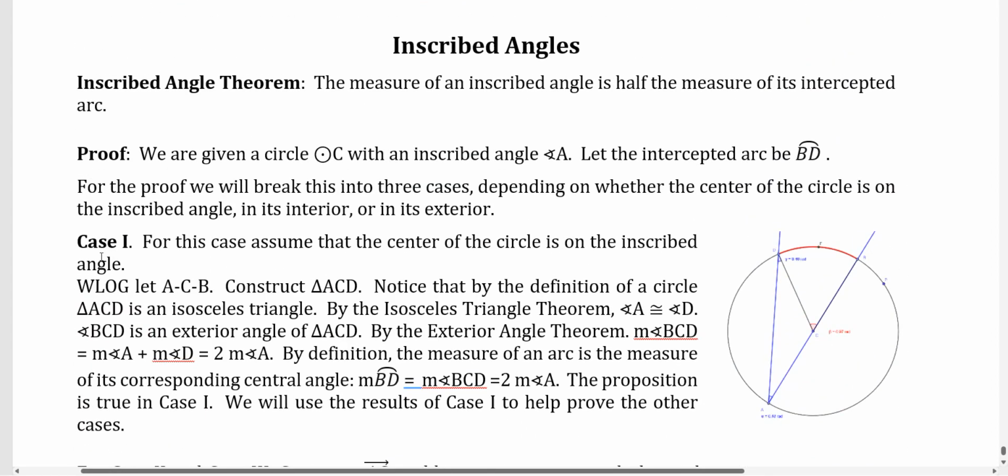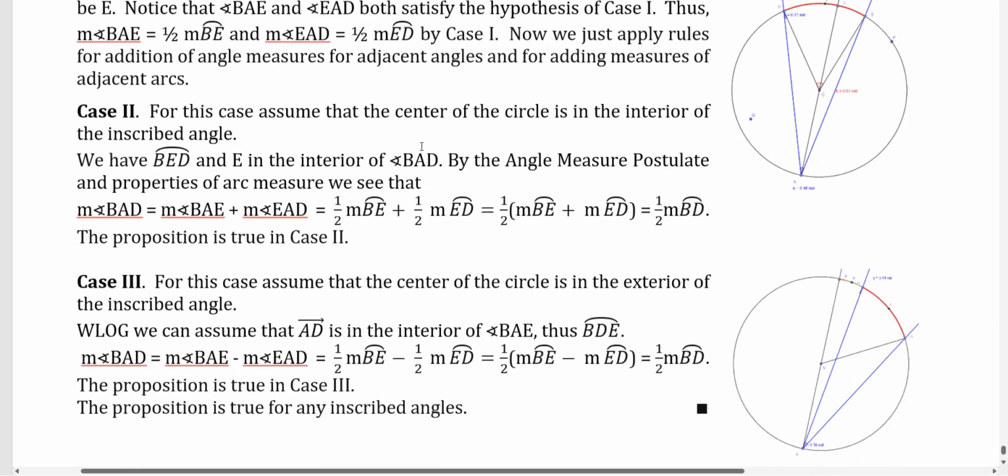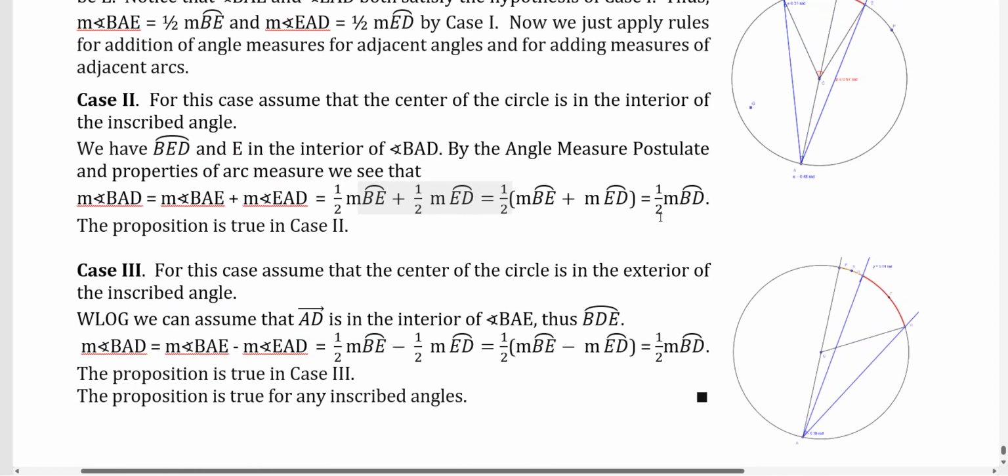So here's the proof. We set up case 1. WLOG is without loss of generality. And we can look at that case there, it's illustrated. And then for cases 2 and 3, we're going to put this diametric ray that goes through the center of the circle, and we have that set up. And then here's your adding or subtracting angles and arcs. Use the distributive property there to factor out one half. Okay, and so we can get this true no matter what. So there's our inscribed angle theorem.